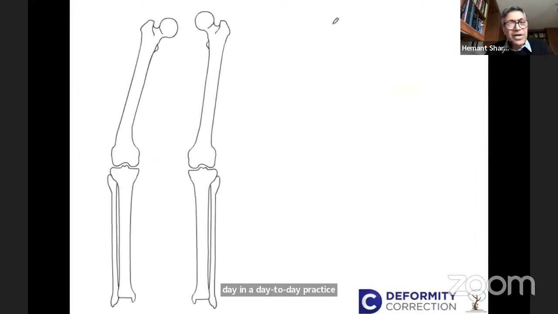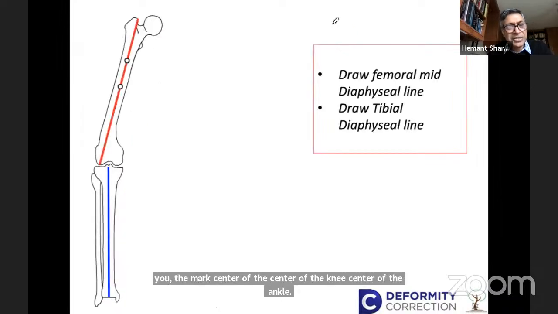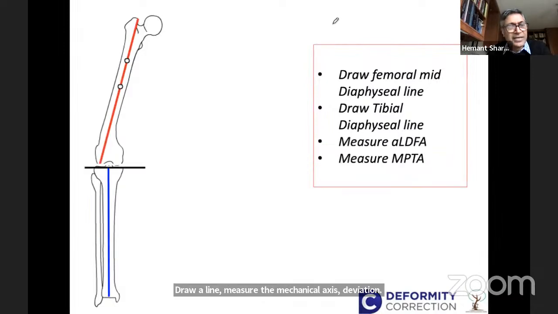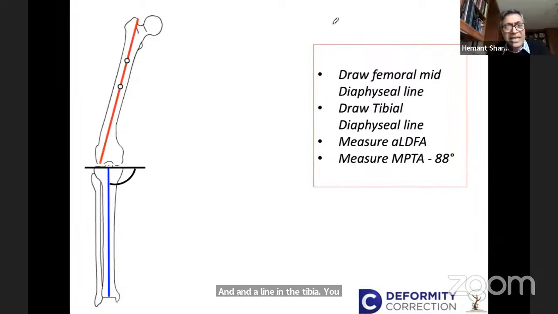So I'm going to run through some steps of how I do it. You mark the center of the hip, center of the knee, center of the ankle, draw a line, and measure your mechanical axis deviation. Then you draw a mid-diaphyseal line in the femur and a line in the tibia. You measure the medial proximal tibial angle.